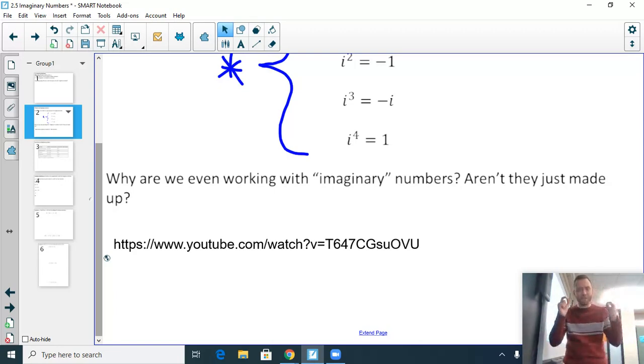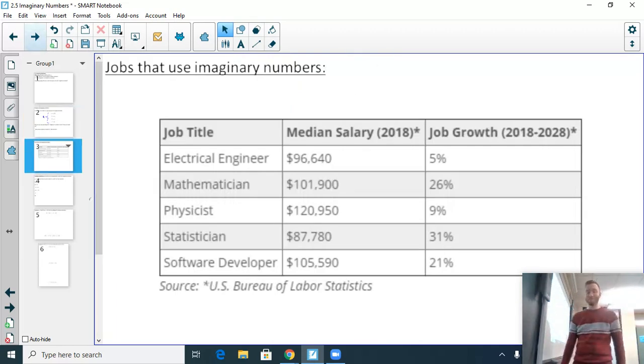It's hard to picture the imaginary plane of numbers, but they are real and they are useful to modern day things. And just to give you an example, these are the jobs that most use imaginary numbers. Look at that. Electrical engineer, mathematician, physicist, statistician, software developer. All very high-paying jobs, all growing jobs. More people need to do them.